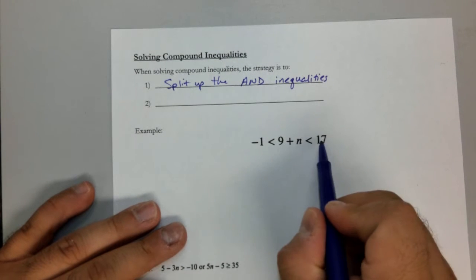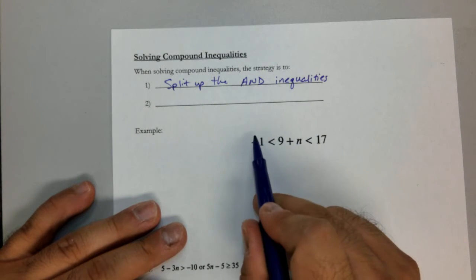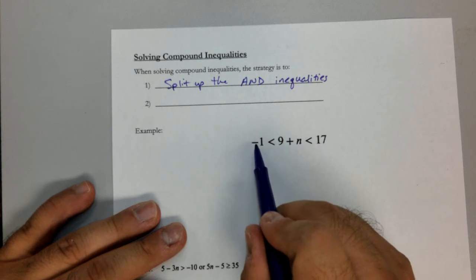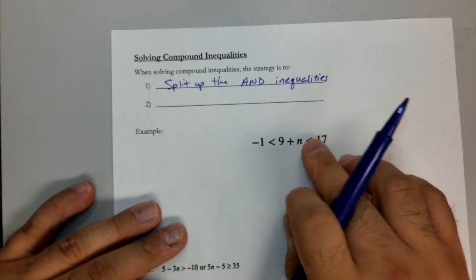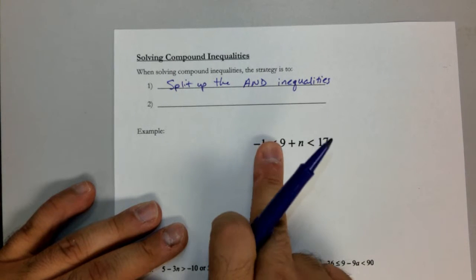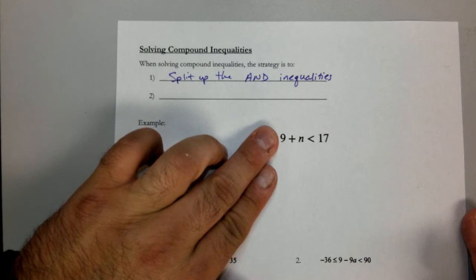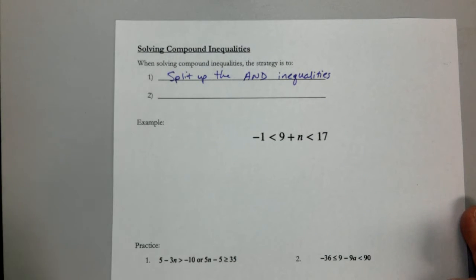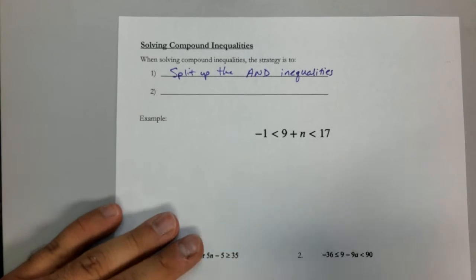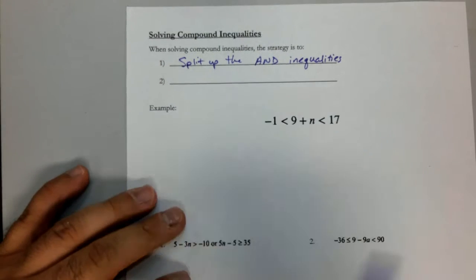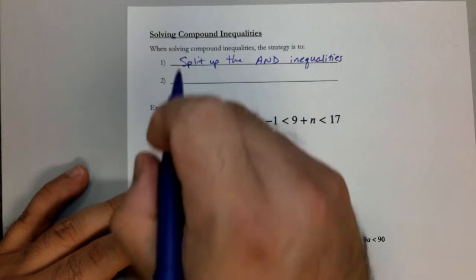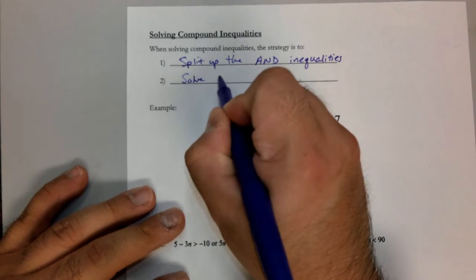This is an AND inequality, and I can tell that because of the way that it's written. Right? You have one inequality here and another one there. It's like they're being joined up, just like you would join two sentences with the word and. Okay, it's a continuous thought. So split up the AND inequalities and then solve each separately.